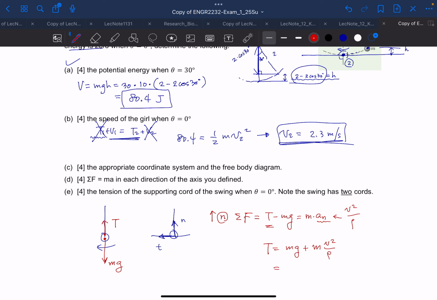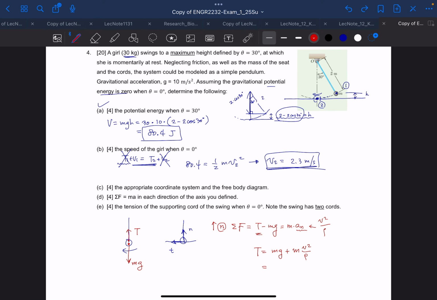So we can plug in numbers here, which is 30 kilogram times 10 plus 30 times v, which is 2.3 squared, over rho. It's just 2 meter, like that. And it should give me something like 380 Newton.